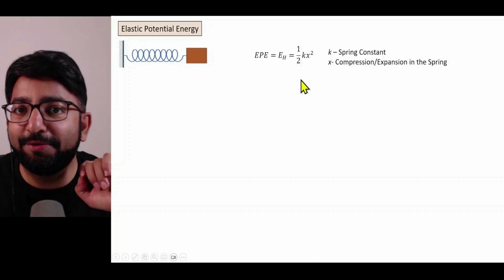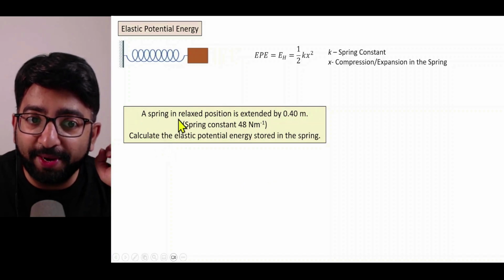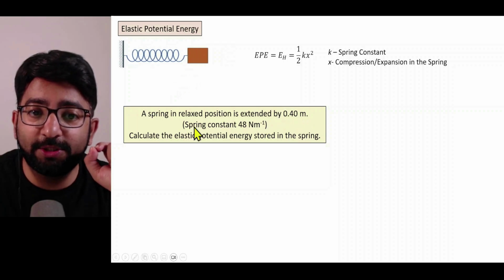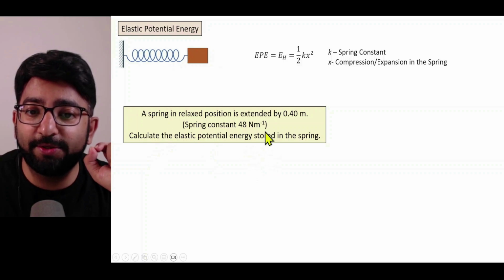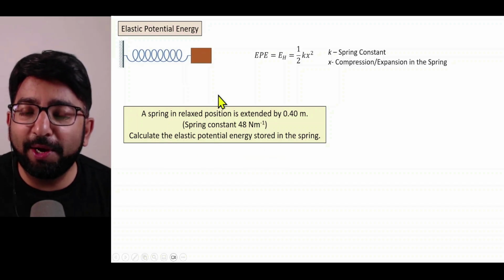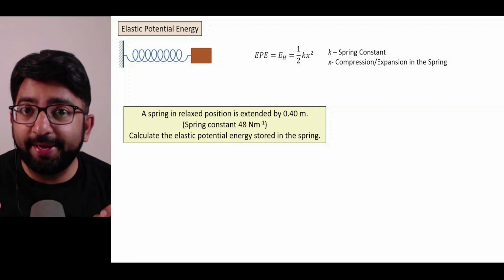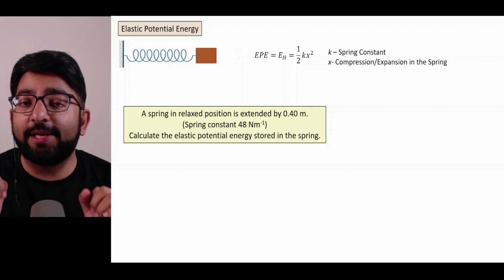Now, based on this formula, let's solve a quick question. Let's read. We have a spring in relaxed position which is extended by 0.4 meters. The spring constant is given, and we need to find the elastic potential energy stored in the spring. So what is meant by relaxed position? Remember, relaxed position is when the spring is neither stretched nor compressed. So it is in its natural length.